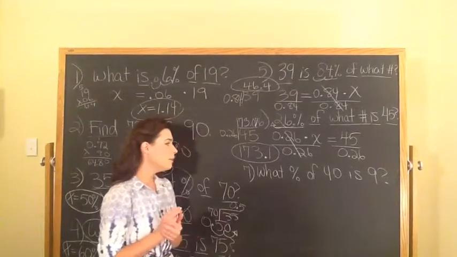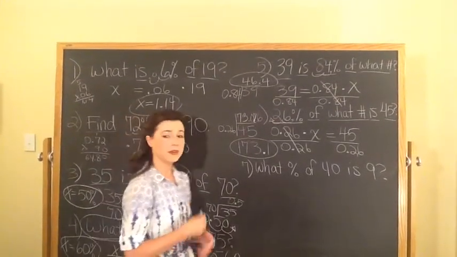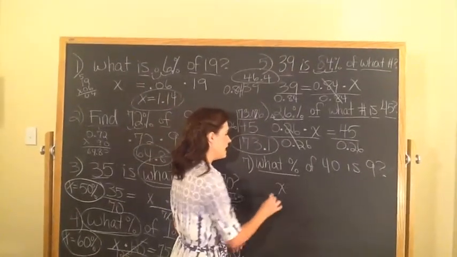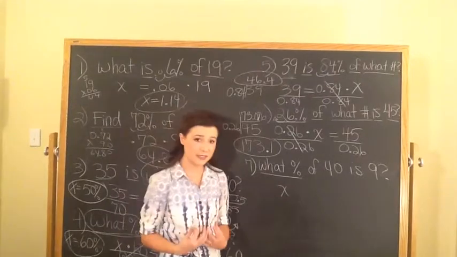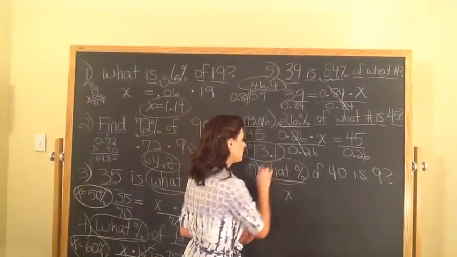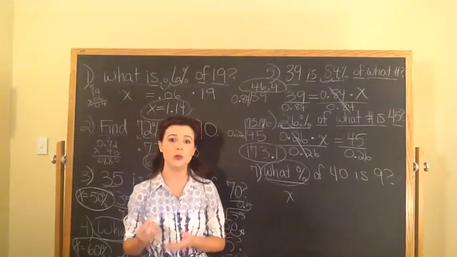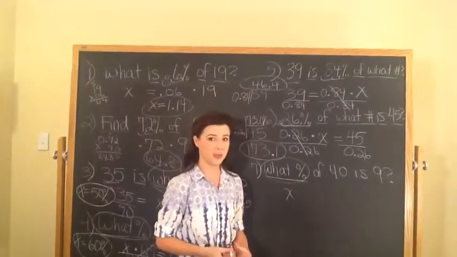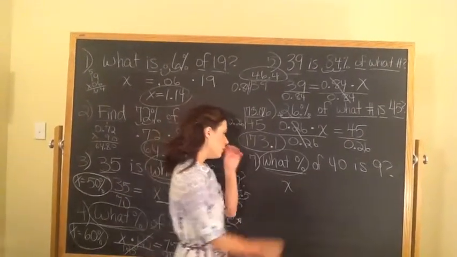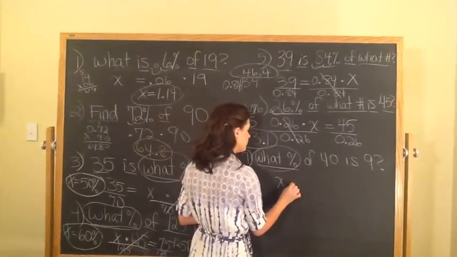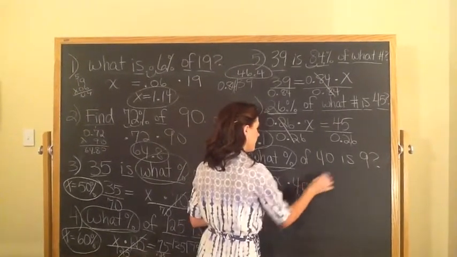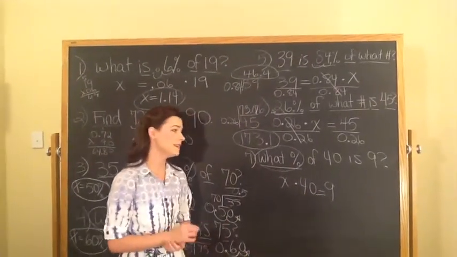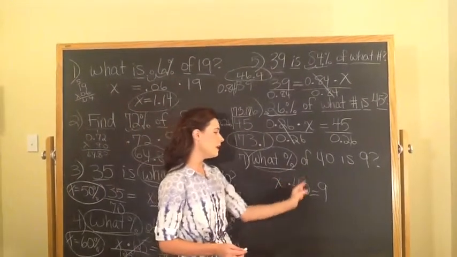Alright, number 7, it says, what percent of 40 is 9? So we're going to take it word by word. What percent means that that's our variable, x. But if you realize we said what percent, so that means that at the end, we're going to get some sort of decimal, and we're going to change it to a percent by moving the decimal 2 places to the right. So once we get our answer, we're not quite done. We got to go the extra step. Alright, so we have what percent, which is x, of means multiply, 40 means equals 9. So now our whole what percent of 40 is 9 changes into x times 40 equals 9.